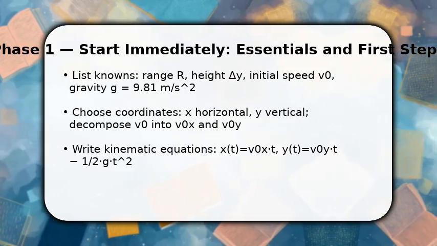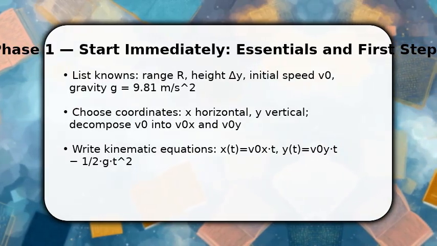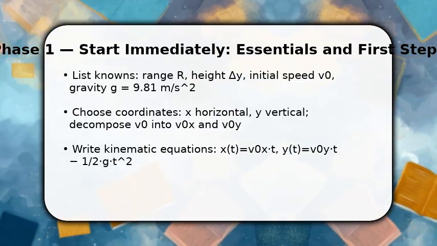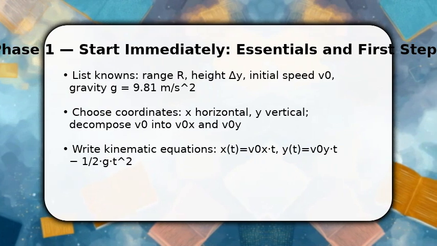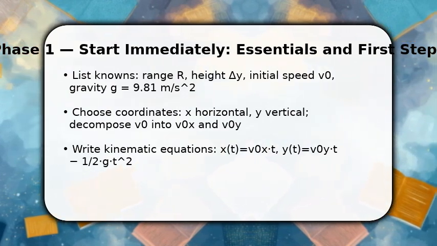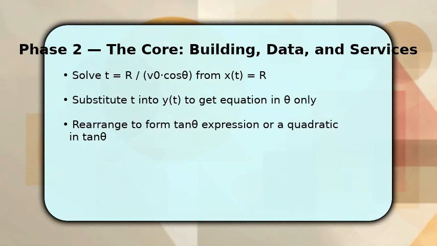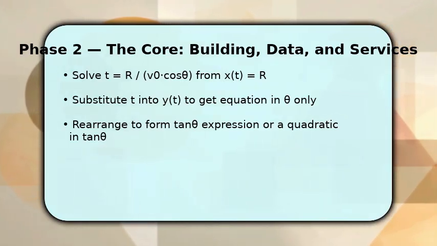Decompose v0 into v0x equals v0 cos theta and v0y equals v0 sin theta. Do this now. Then write the two kinematic equations: x(t) equals v0x t and y(t) equals v0y t minus one half g t squared. Once you have t equals r divided by v0 cos theta, substitute that expression into the vertical equation for y(t).